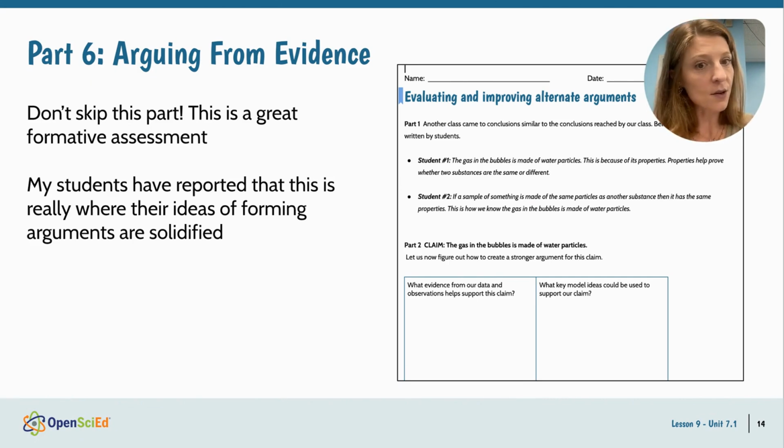But when they look at other students' arguments, it's like, oh my gosh, I totally get it. I see the parts that are missing, and now I know how to fix this. And now, Miss Stewart, I see what you were seeing, and I get this. So I recommend, don't skip this part.